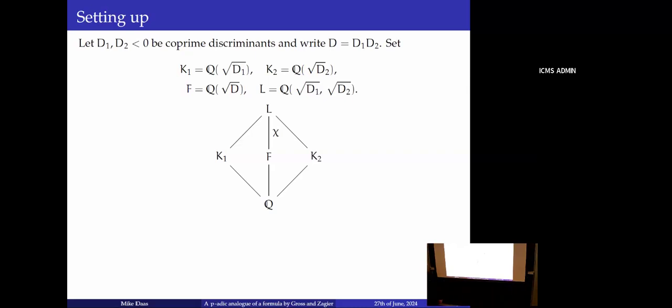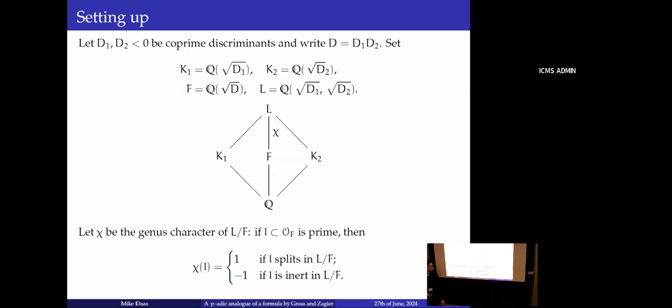And then you also have this character chi here. Because I assume these two discriminants to be co-prime, this extension is actually unramified at all finite places. So it induces a character of the narrow class group of F. But the description is very simple. It just takes a prime ideal and records its splitting behavior in this extension L over F.